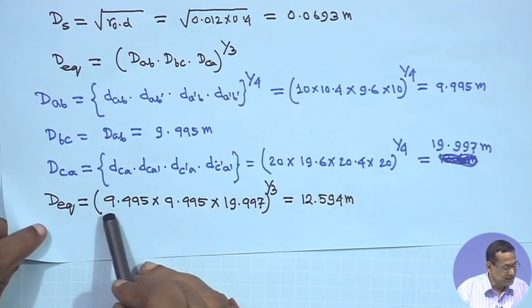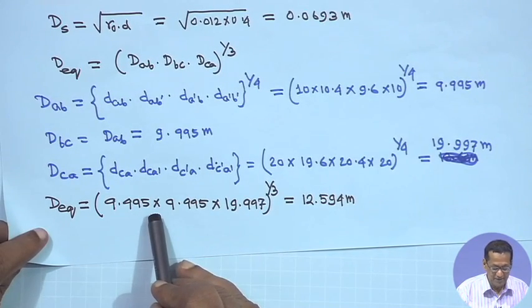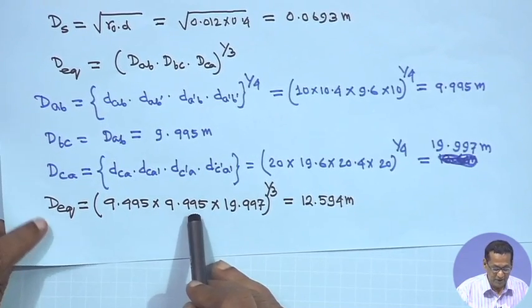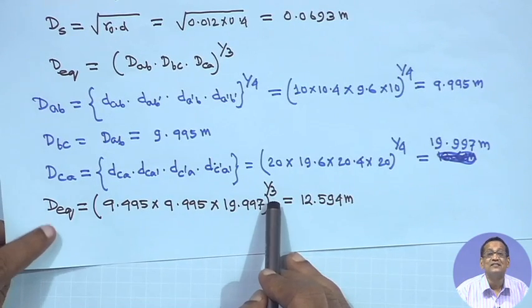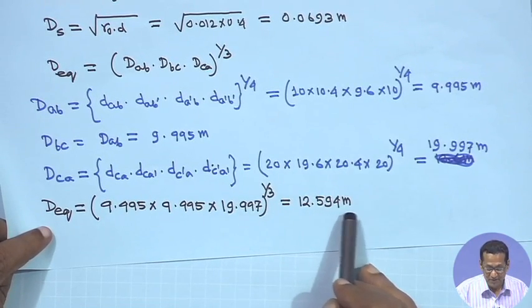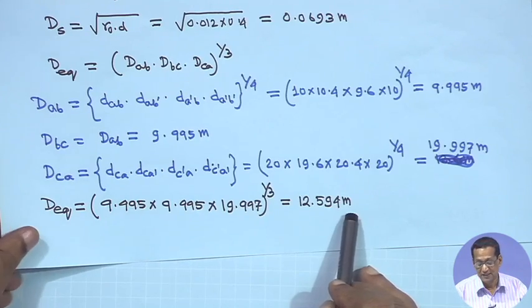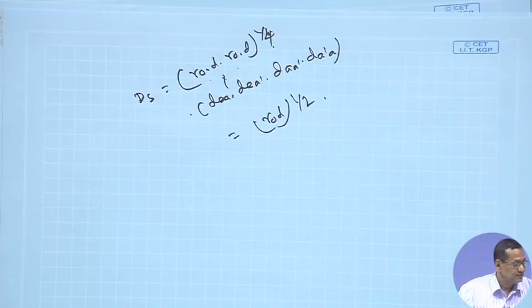Next, you calculate Deq is equal to 9.995 into 9.995 into 19.997 to the power 1/3, that is equal to 12.594 meter, that is Deq, right.